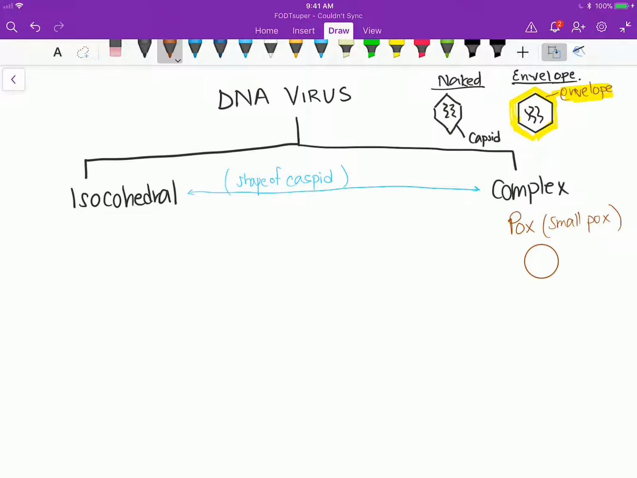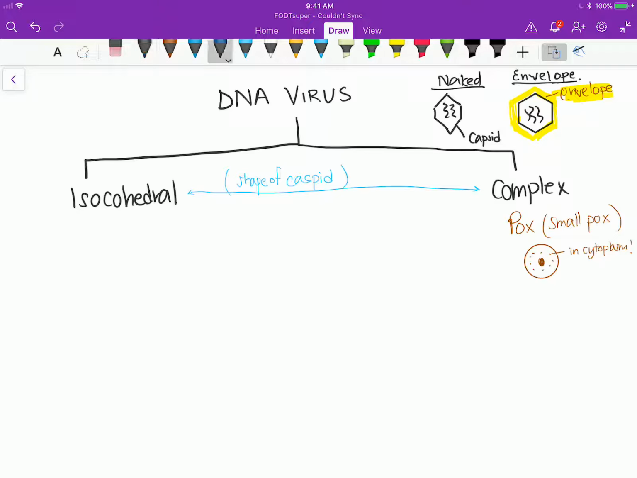So I'm going to draw a cell here. Here's the nucleus, and this is the cytoplasm. All the other DNA viruses are icosahedral. Now we are going to focus our attention on the icosahedral viruses.